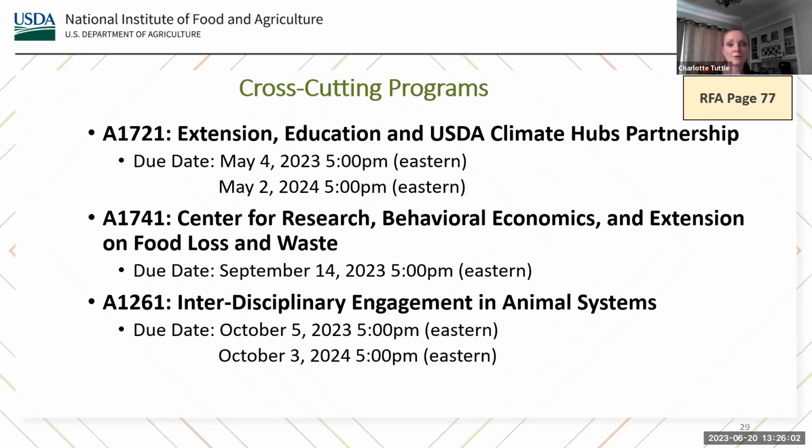So we also have three cross-cutting programs. We have Extension Education and USDA Climate Hubs Partnership. This is cross-cutting in that it involves a number of different institutes in NIFA. So this is working with regional climate hubs. The due date has passed for this year, but the upcoming due date is May 2nd of next year. We also have the Center for Research, Behavioral Economics, and Extension on Food Loss and Waste. This is a new program that's looking at food loss and waste and mitigation policies. And the due date is September 14th. And then finally, we have Interdisciplinary Engagement in Animal Systems, looking at the complex research related to animals. And that's October 5th of this year. Next slide.